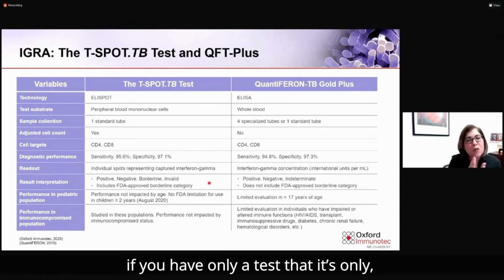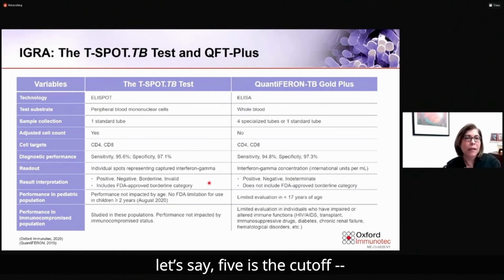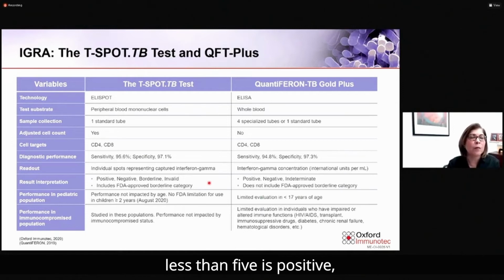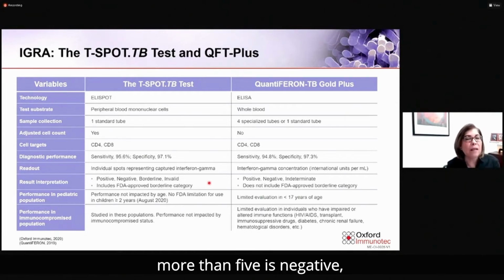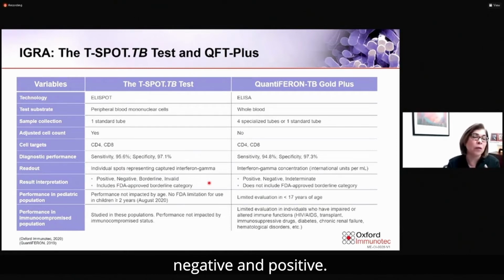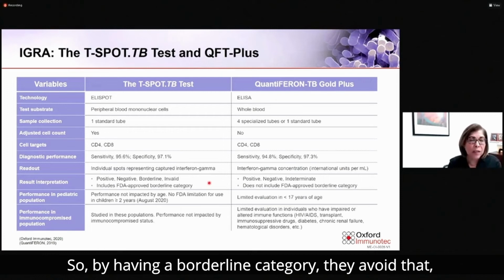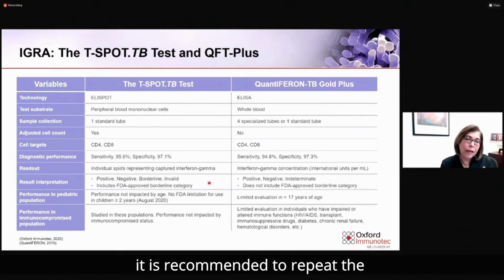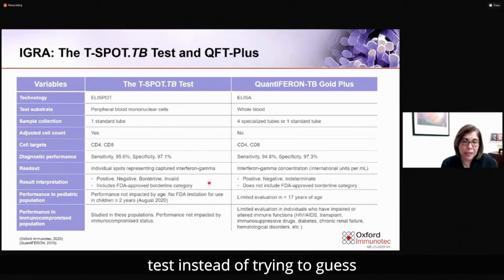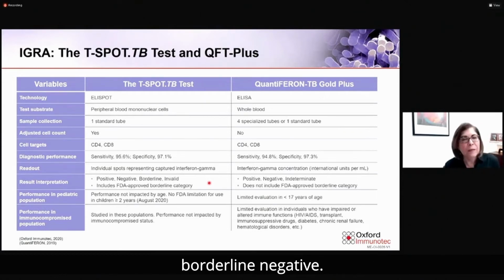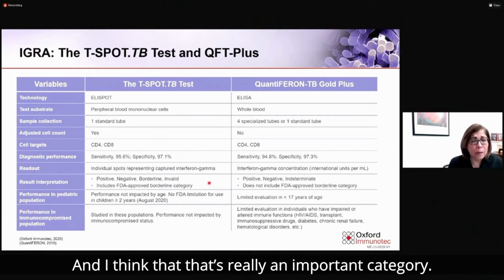For example, let's say 5 is the cutoff. This is not the case here, but as an example, if less than 5 is negative and more than 5 is positive, then when you have exactly 5, you could be very borderline between negative and positive. By having a borderline category, they avoid that. And whenever a test is read as borderline, it is recommended to repeat the test instead of trying to guess if it was a borderline positive or a borderline negative. I think that's really an important category.